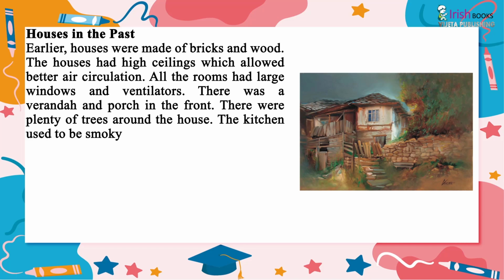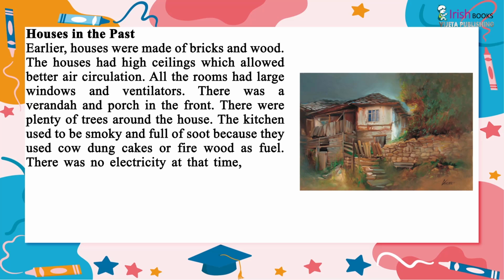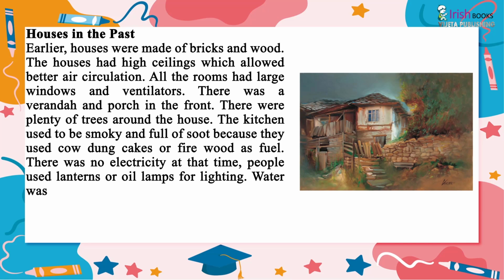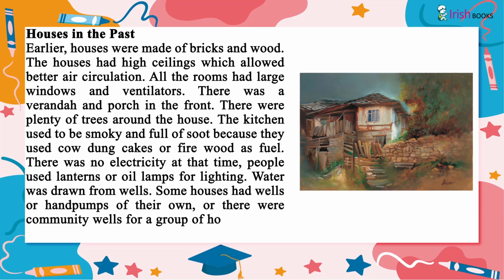The kitchen used to be smoky and full of soot because they used cow dung cakes or firewood as fuel. There was no electricity at that time. People used lanterns or oil lamps for lighting. Water was drawn from wells. Some houses had wells or hand pumps of their own, or there were community wells for a group of houses. There was a kettle in most of the houses.